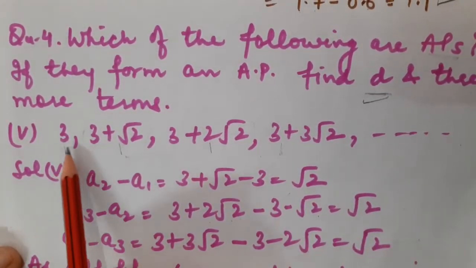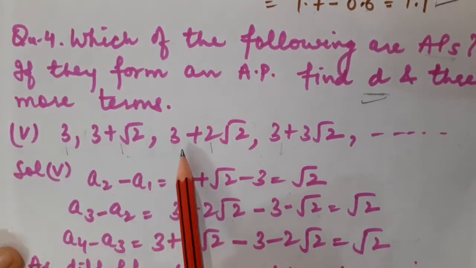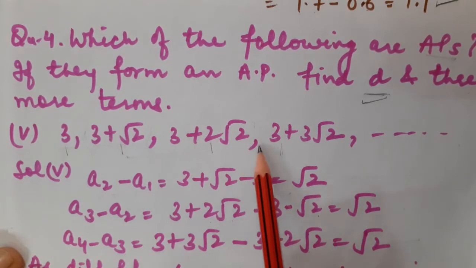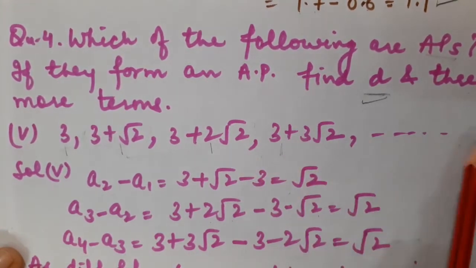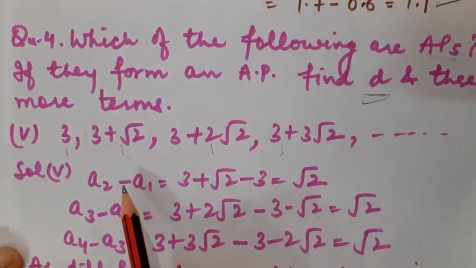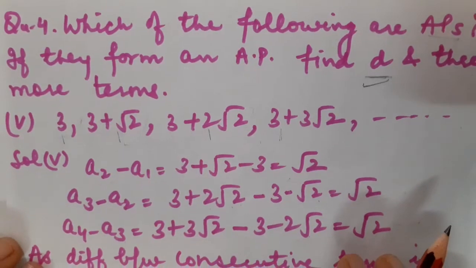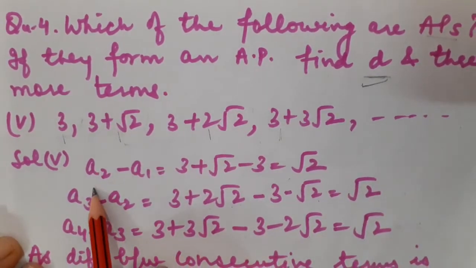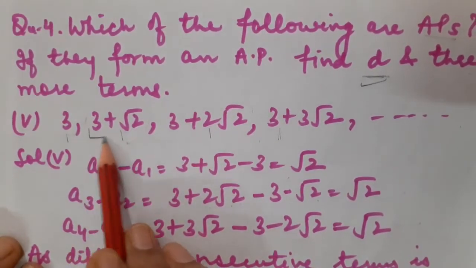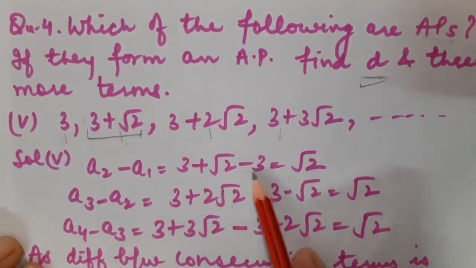The list of numbers is 3, 3 plus root 2, 3 plus 2 root 2, 3 plus 3 root 2 and so on. So what we have to do is check whether the given list of numbers is forming an AP or not. Let us find the common difference. That should be succeeding minus preceding. This is A2, so A2 minus A1 means 3 plus root 2 minus 3.